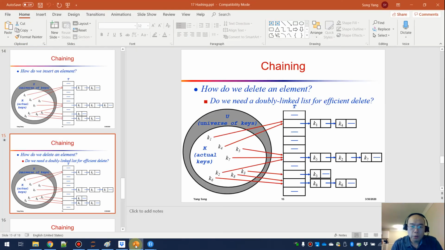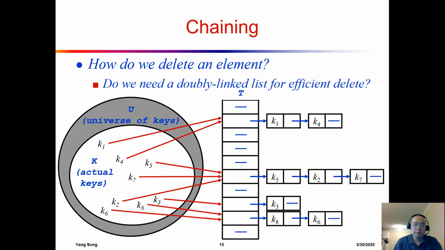Okay, so with that being said, let's come back to this question. Do we need a double linked list for efficient deletion? In this case, no matter if we are doing the single linked list or double linked list, the cost of the deletion will be the same. It doesn't hurt anything for us to use double linked list, but using double linked list won't improve anything. So that's the point.